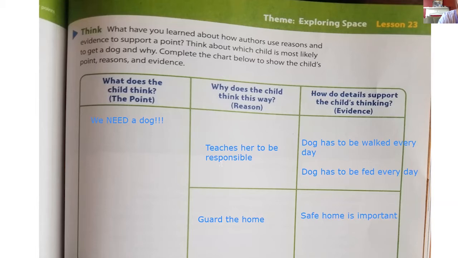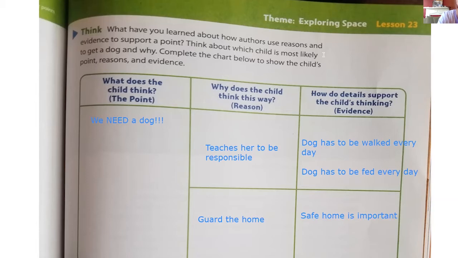She says, we need a dog. Here are the reasons. It's going to teach me to be responsible, and it's going to guard our house. She gives evidence. It has to be walked every day and has to be fed every day. That proves her point that she's going to have to be responsible. And that it guards the home. Well, it's a fact that everybody wants a safe home. So she's using a fact there to back up her claim.